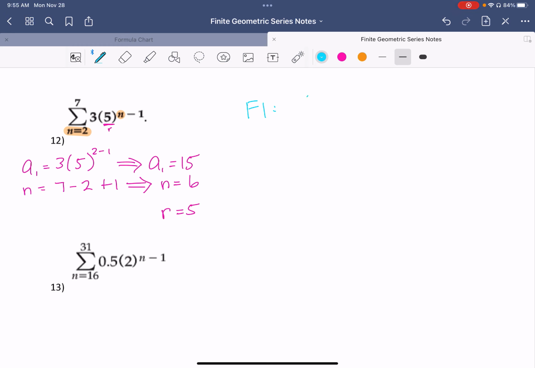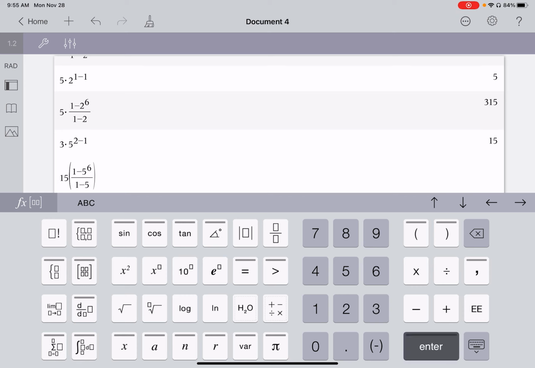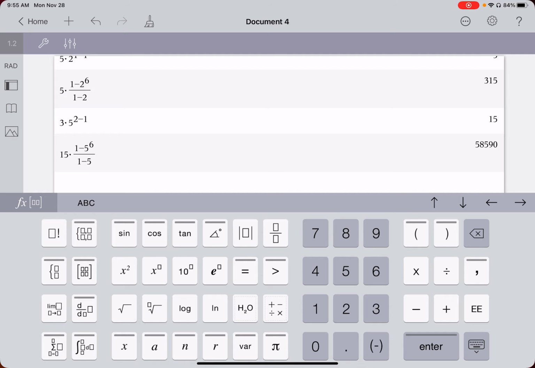Here I cannot use S sub n because the lower bound is 2, so I am forced to use the sigma notation, which will be the sum from n equals 2 to 7 is equal to the first term times 1 minus the common ratio to the power of n, over 1 minus the common ratio. Let's type that in the calculator. So we have 15 times 1 minus 5 to the power of 6 over 1 minus 5, and you get 58,590.